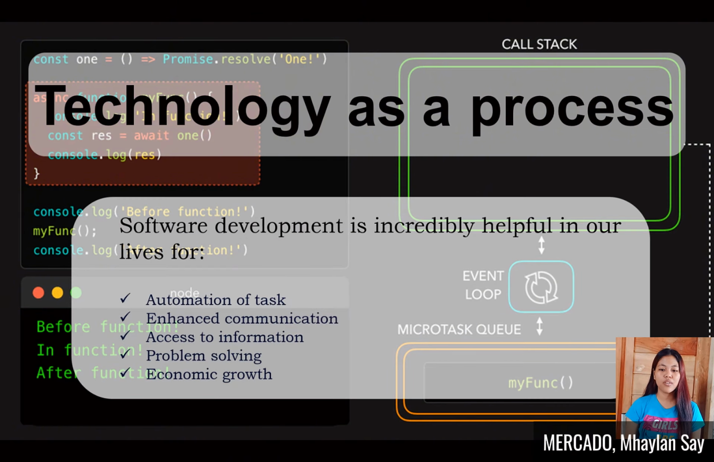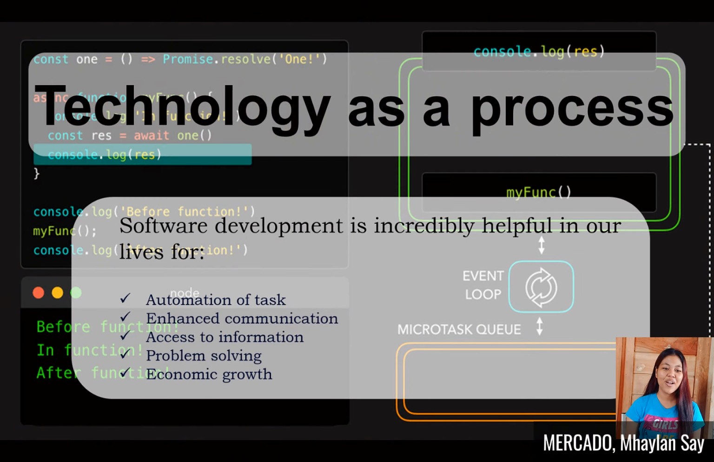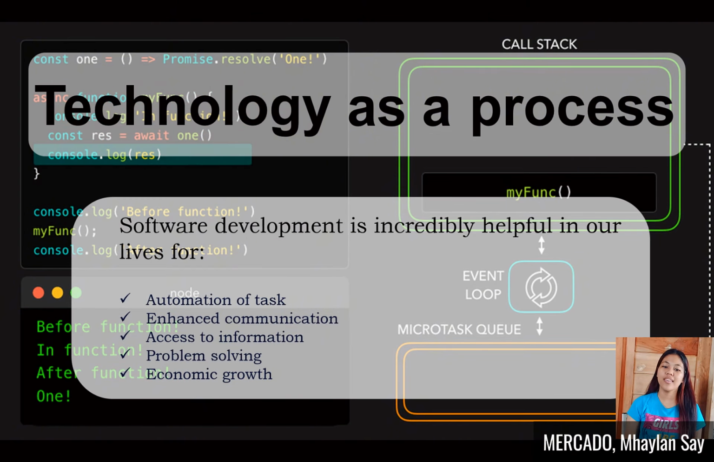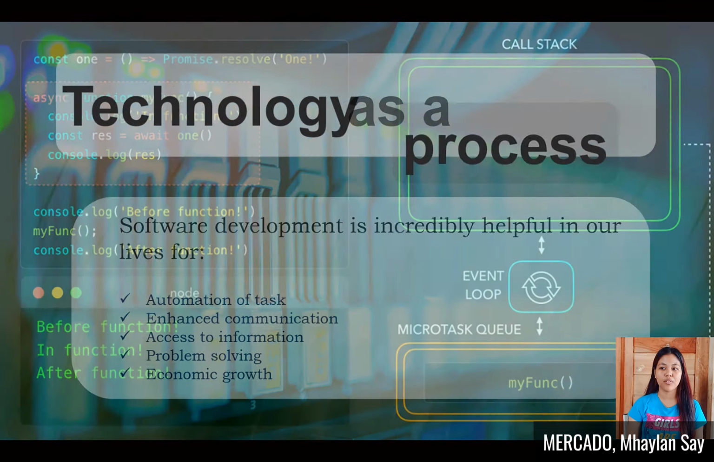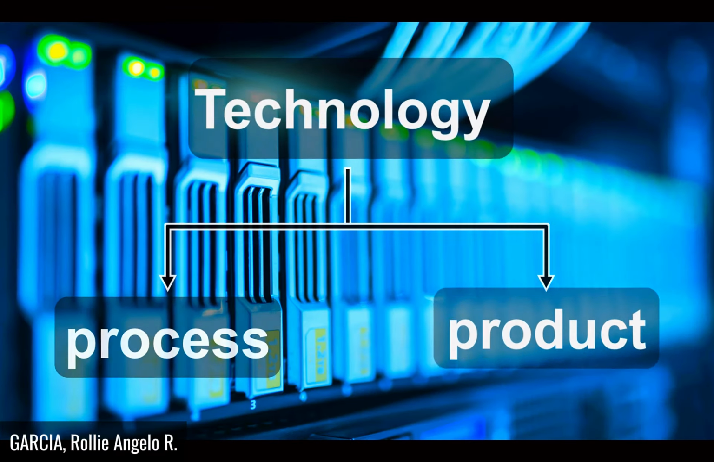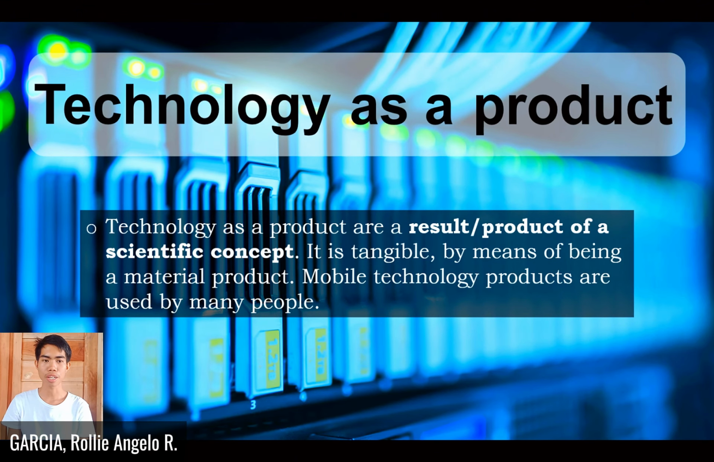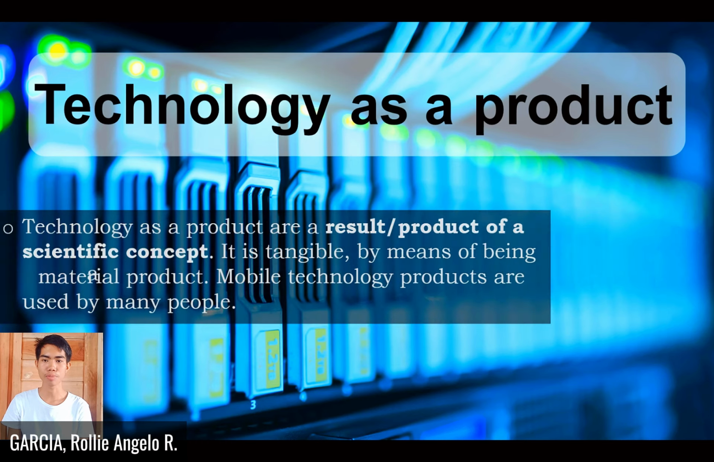Software development is incredibly helpful in our lives for automation of tasks, enhanced communication, access to information, problem solving, and economic growth. Finally, technology as a product is a result or product of scientific concept. It is tangible by means of being a material product.